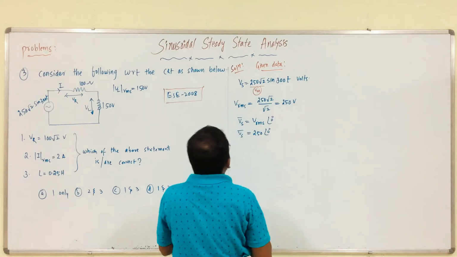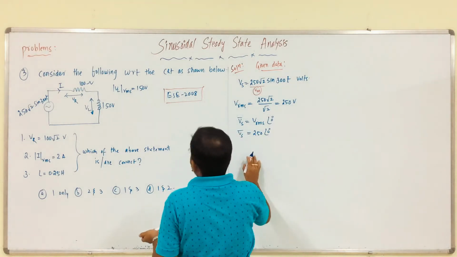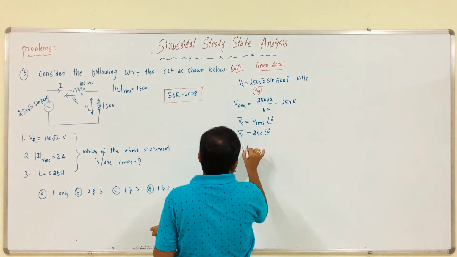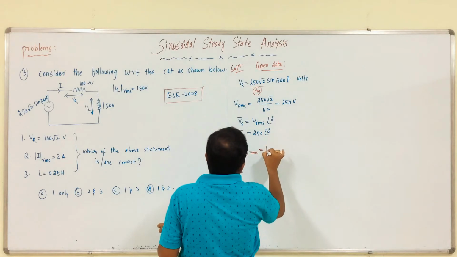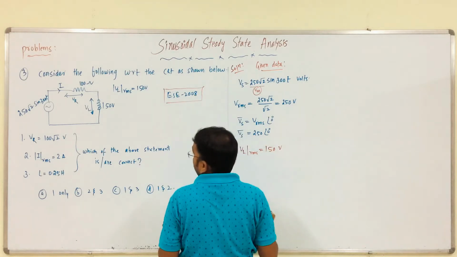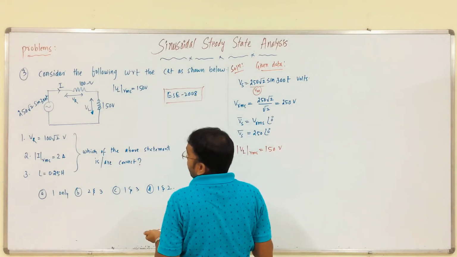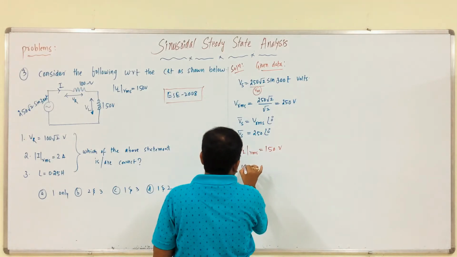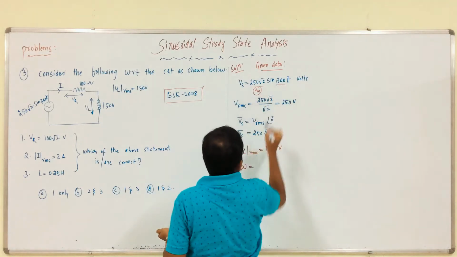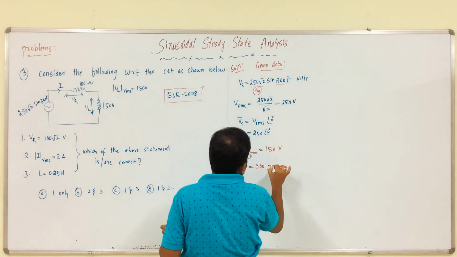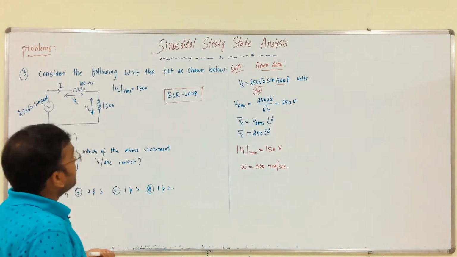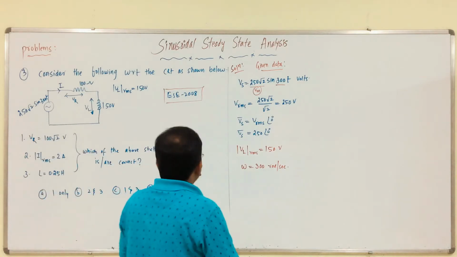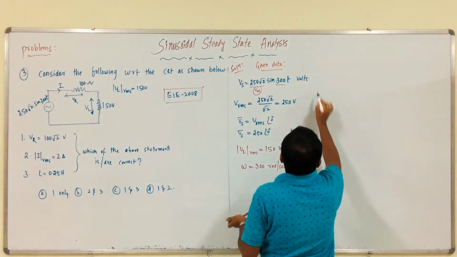Now it is clear. Then the next data, VL RMS, is 150 volts. Then he provided omega. Omega is 300 radians per second. Clear? This is the given data. From this we have to calculate Vr first.